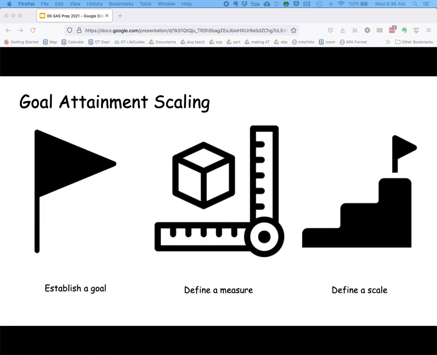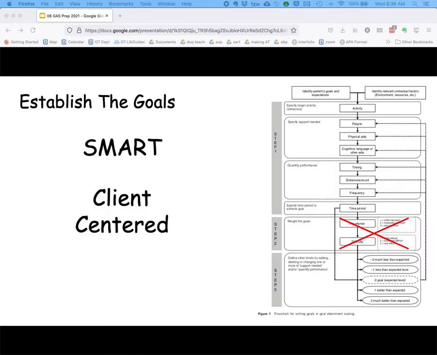Goal attainment scaling was developed by psychologists originally to address some of these problems, to allow them to study the outcomes of their interventions in a way that's specific to each of their individual clients. So in goal attainment scaling, we establish a goal for each client. We define a measure for that goal for that client, and then we define a scale for that client that defines success, which is very much closer to how we think of clinical practice.